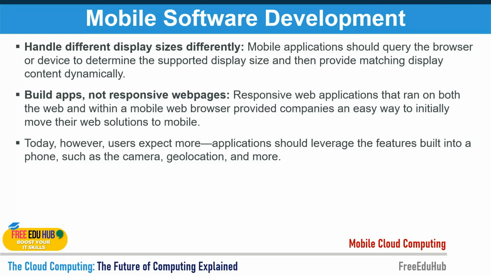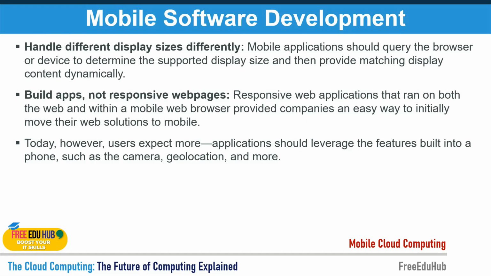Now, handhelds have different display sizes. Mobile applications should query the browser and the device to determine the supported size on the device, and then dynamically adjust the things on the screen so that you don't feel that this specific information is not meant for this device. Now, build applications, not responsive pages.